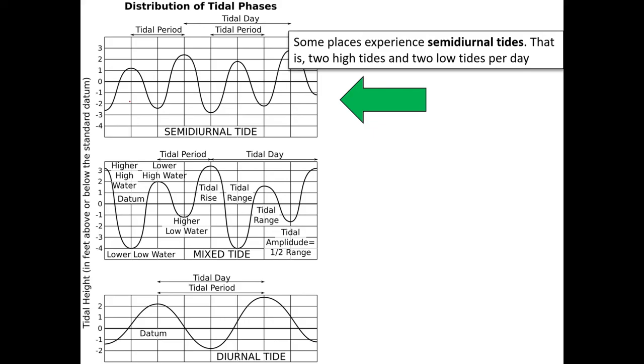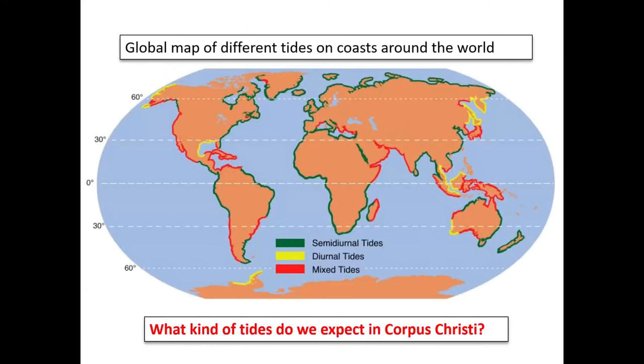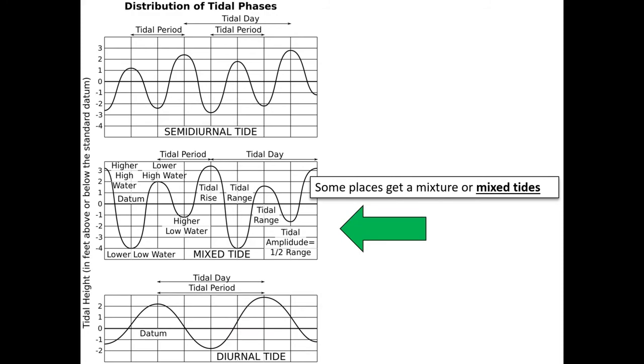Okay. In some places the shape of the ocean basin is such that you get a mixed tide. So sometimes you get a diurnal tide, sometimes you get a semi-diurnal. It kind of depends on the shape of the basin, or maybe you get two low tides and one high tide, or two high tides and one low tide. So we call that a mixed tide.